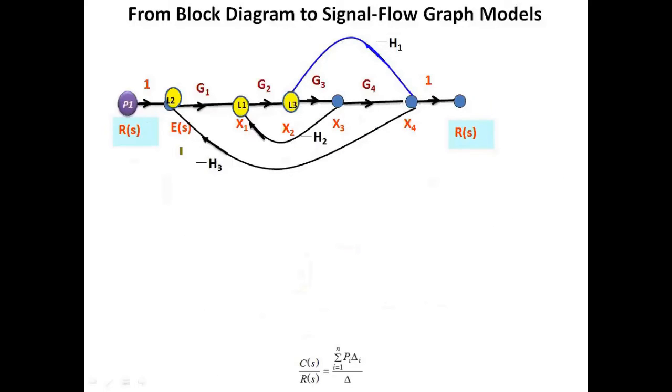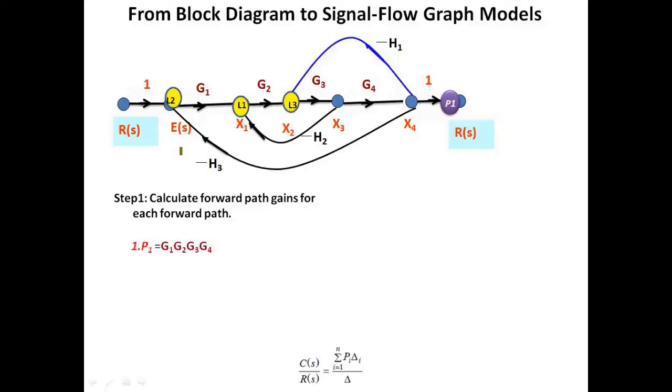The next step is to apply Mason's gain formula and calculate the transfer function. So the first step of Mason's gain formula is to calculate the forward path gain for each forward path. Here we can trace that we have only one forward path, starting from the first node and reaching the destination. The forward path gain is given by the product of all the branch gains G1, G2, G3, G4. Step 2, calculate all individual loop gains.